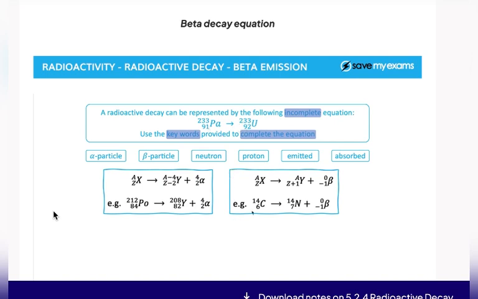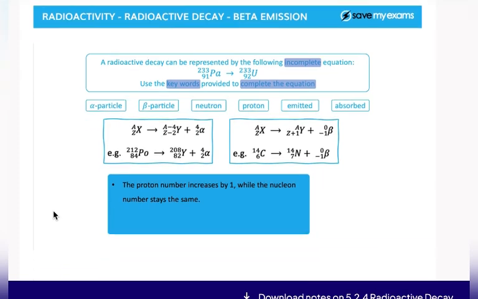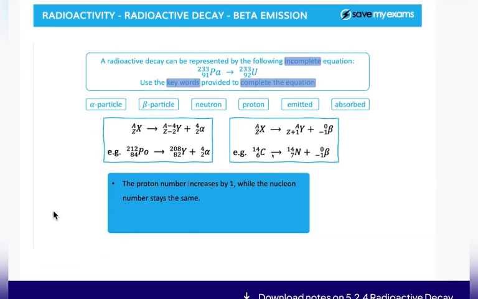So that's pointing us in the direction that this is actually a beta decay. So there we go. The proton number increases by 1 while the nucleon number stays the same. So this is an example of beta decay. The first thing is, it's a beta particle. So we can ignore the fact that it's an alpha particle and definitely ignore the fact that it's a neutron or a proton. Those are not emitted in a beta decay reaction.